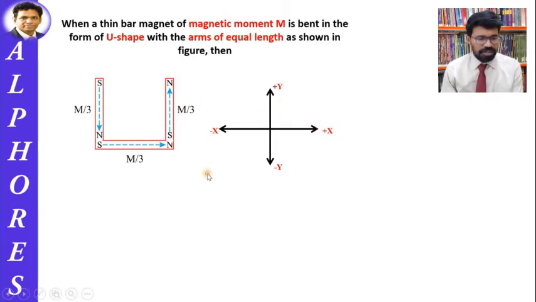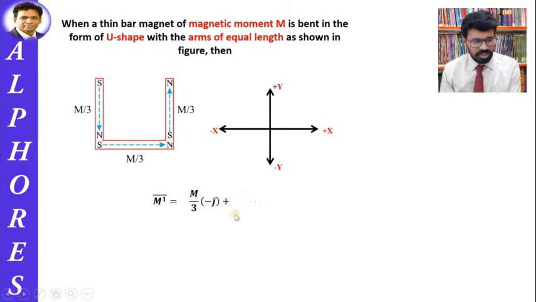Since the directions are known to us, let us write the resultant magnetic dipole moment of this U shape. It can be written like this: m1 bar is equal to the magnetic dipole moment of this one, which is along negative y direction. So how much is the magnetic dipole moment? M by 3, and it is along the negative y direction, so minus j cap is taken here.